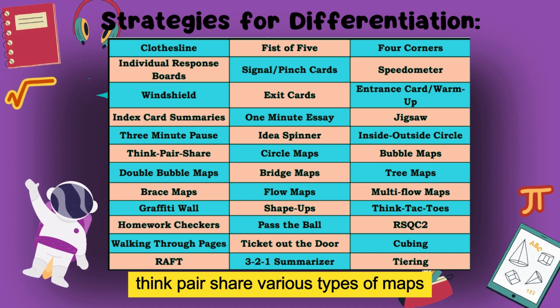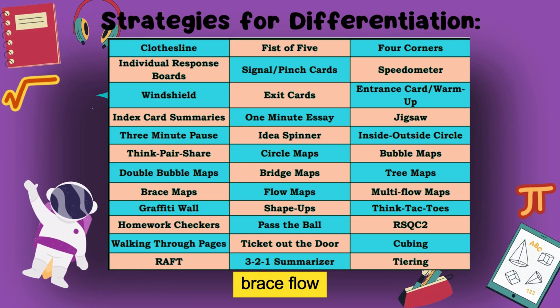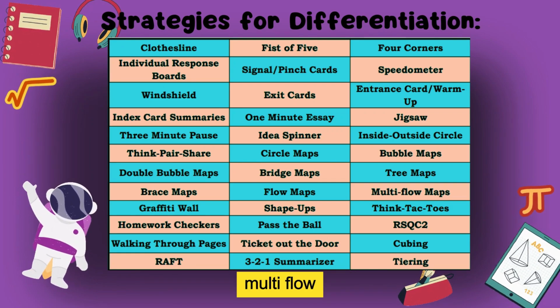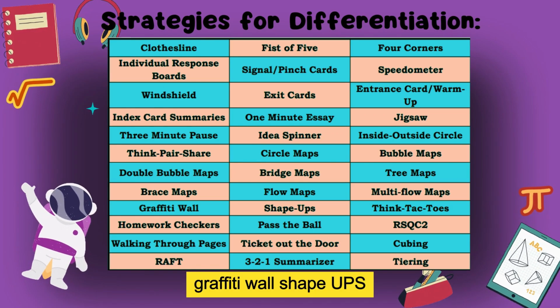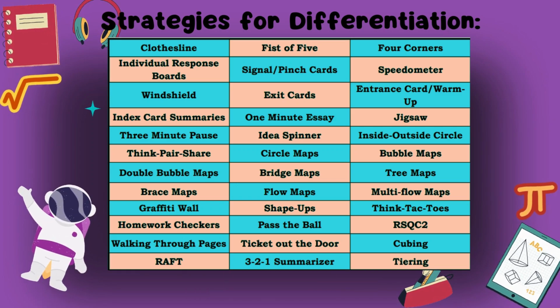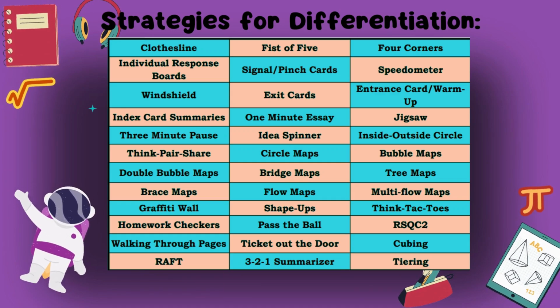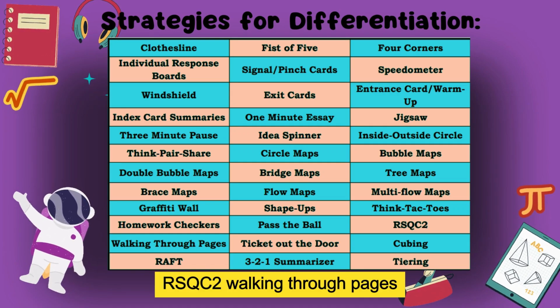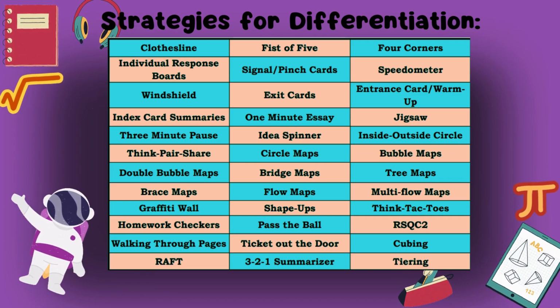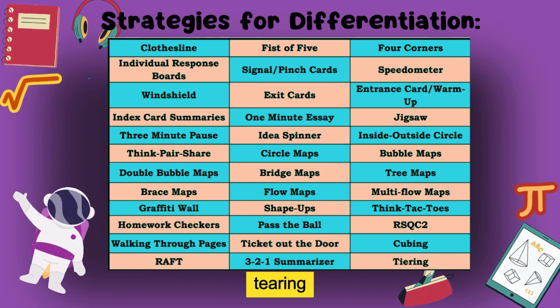Various types of maps: circle, bubble, double bubble, bridge, tree, brace, flow, multi-flow, graffiti wall, shape ups, think tac toes, homework checkers, pass the ball, RSQC2, walking through pages, ticket out the door, cubing, RAFT, 3-2-1 summarizer, tiering.